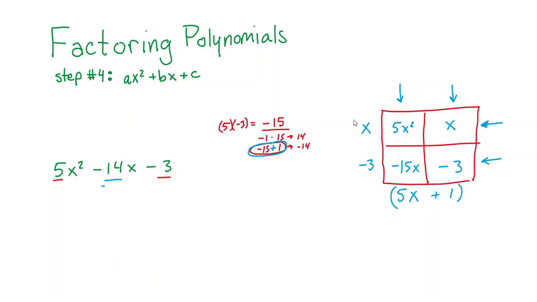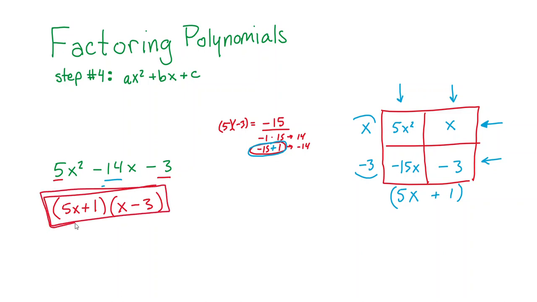Now, here's my answer. My answer is, I'll write it in red here, 5x plus 1, x minus 3. That's it. Okay. Piece of cake, right? You might want to just scratch your head and think through that a little bit. It was a bit of a process, but it's not that hard.